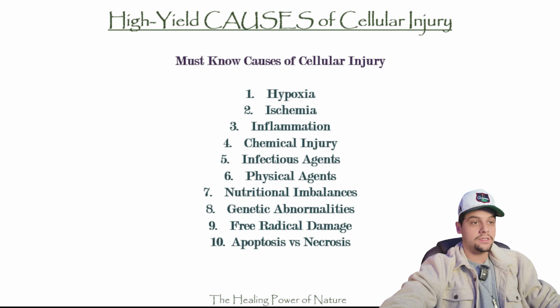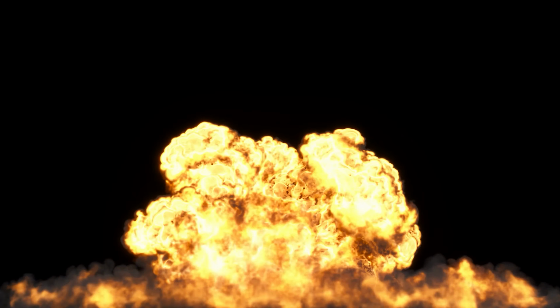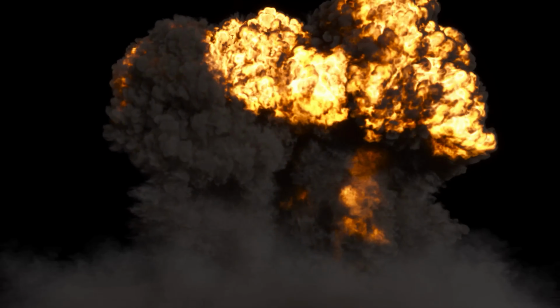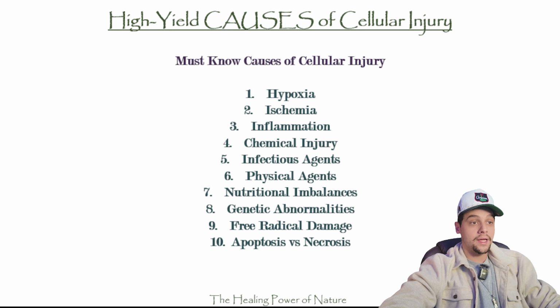Apoptosis versus necrosis. Apoptosis is like planned demolition, controlled and cleaned. Necrosis is like a nuke. It's like Hiroshima, messy, chaotic, widespread destruction. Apoptosis is programmed cell death. Necrosis is uncontrolled death. So apoptosis, no inflammation; necrosis, inflammation.